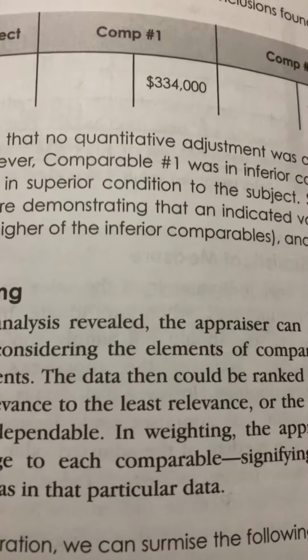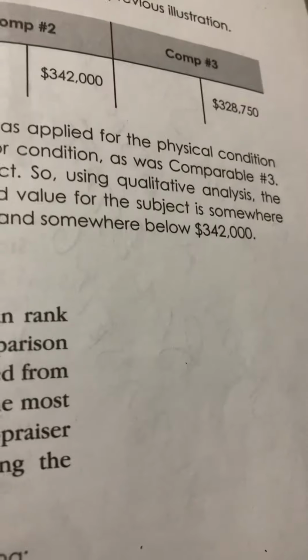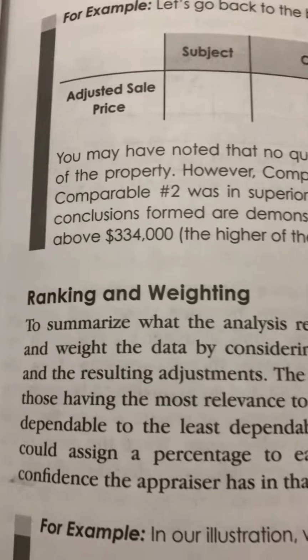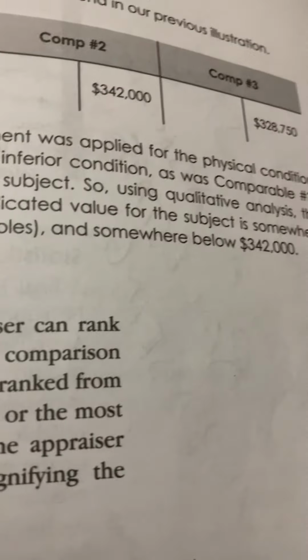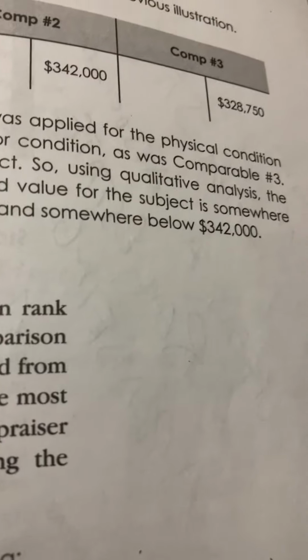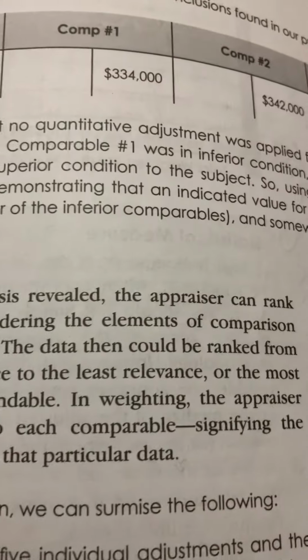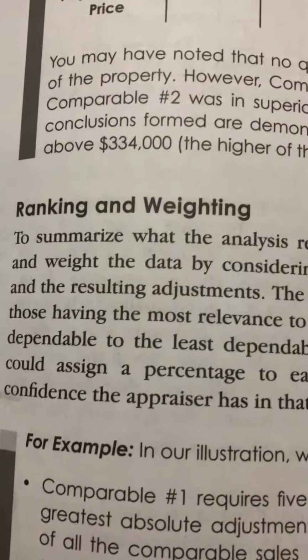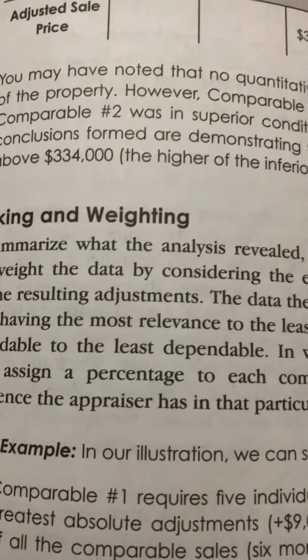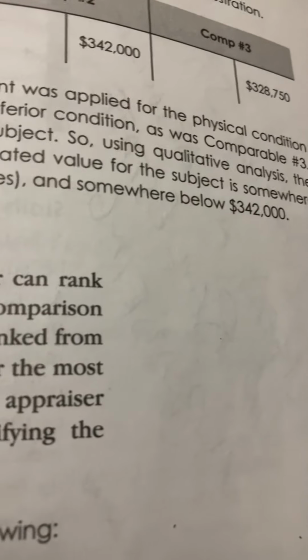However, comparable number 1 was in inferior condition, as was comparable number 3. Comparable number 2 was in superior condition to the subject. So using qualitative analysis, the conclusions formed demonstrate that an indicated value for the subject is somewhere above $334,000, the higher of the inferior comparables, and somewhere below $342,000.